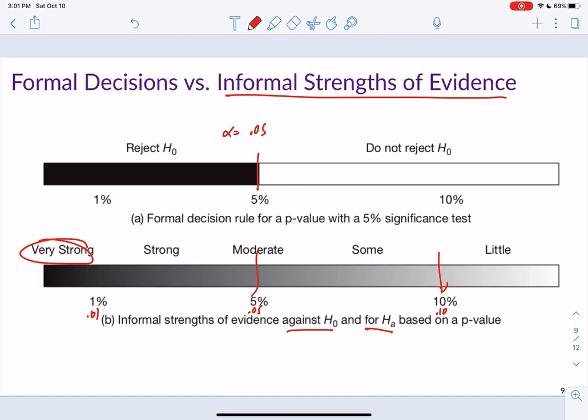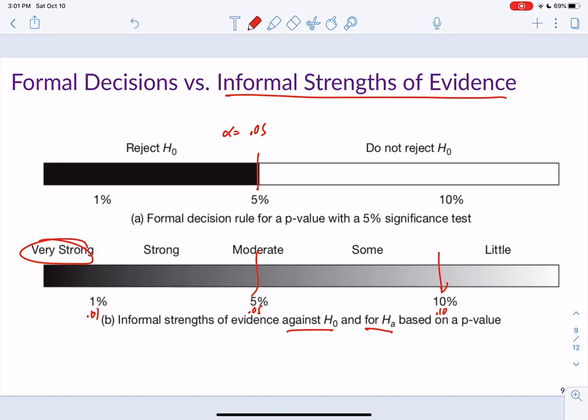We can see that when our p-value is really, really, really small, that means we have strong evidence, extraordinarily strong evidence against our alternative. I mean, I keep misspeaking. I'm so sorry about that. We have extremely strong evidence against our null hypothesis.